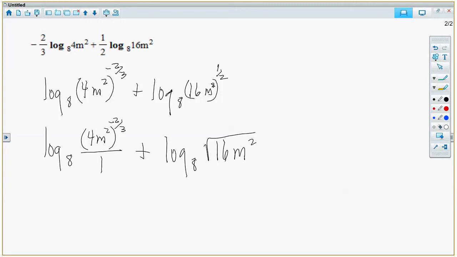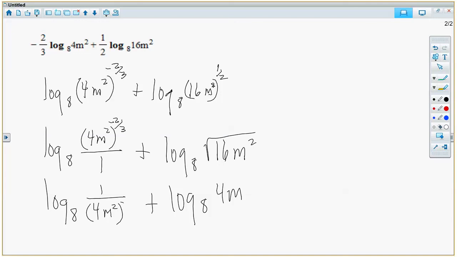And somebody tell me what the square root of 16m squared is. Okay, so that's log base 8 of 4m. I'm going to flip this. That's going to give me log base 8 of 1 over (4m squared) raised to the 2/3 power. And we're going to clean this up a little bit.